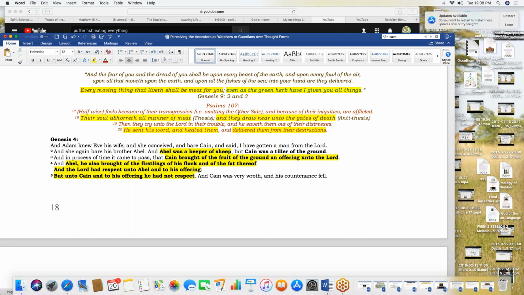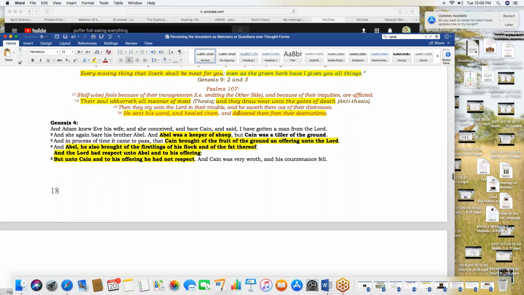Psalms 107, 17 through 20 says, half-wise fools, because of their transgression. What is the transgression? Omitting the other side. And because of their iniquities are afflicted. Their soul abhorreth all manner of meat. And yet and still they draw near unto the gates of death. That's a paradox, family. And it is one that we are living out in real time.